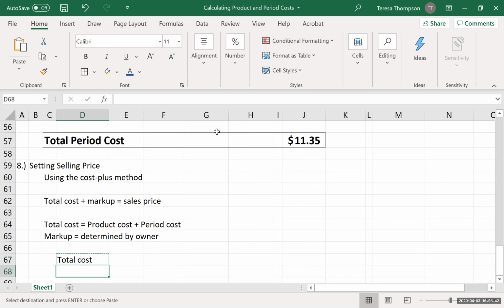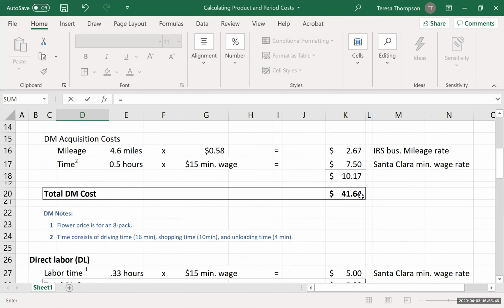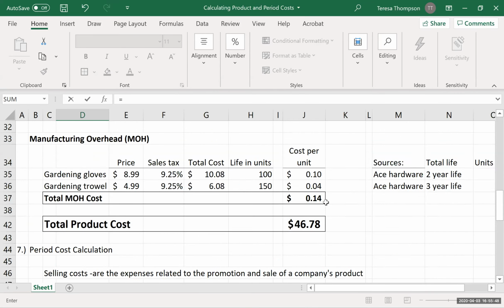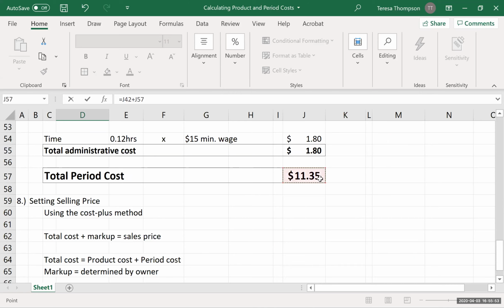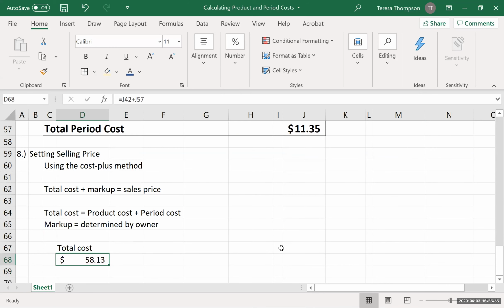All right, so total cost. Move that over. So our total cost is, we said, the sum of our product cost, which we made nice and big so we could see it, plus the sum of your period cost. Okay, $58 for me. Yikes. Then we're going to add it to our markup.